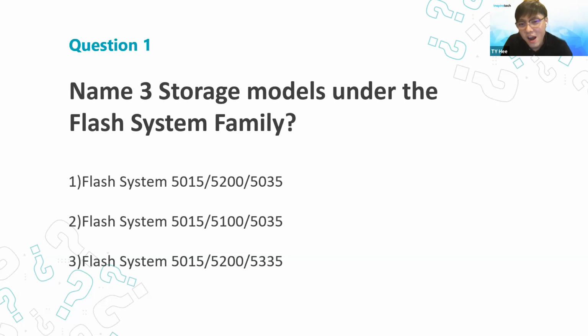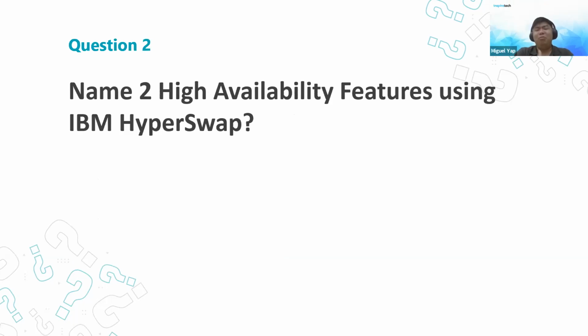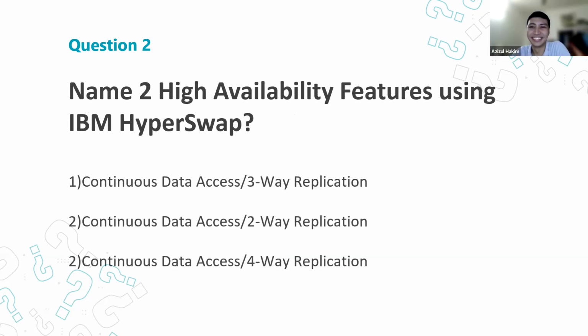So we move on to the next question. Name 2 high availability features using IBM Hyperswap. This one is a bit tricky. The choices are 1, 2, 3. All right, carry on. Do you have a winner?